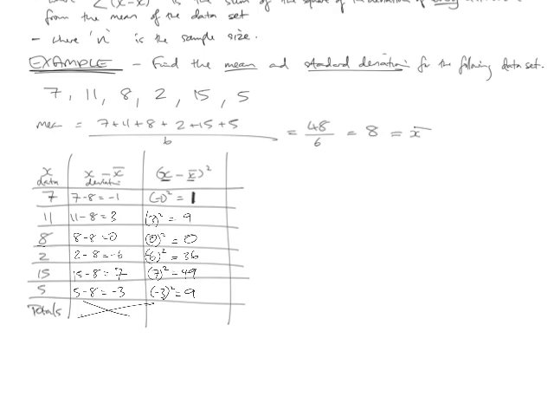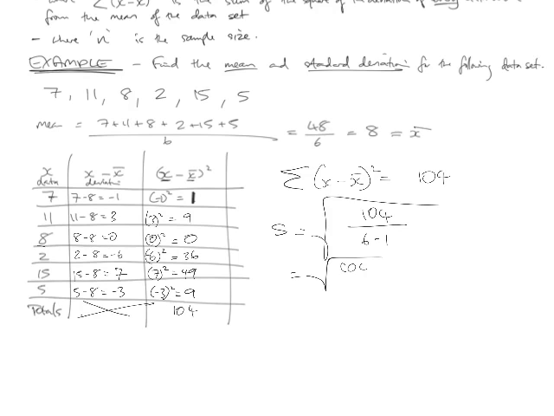So the total of this, we're totaling this up. So it's going to be 1 plus 9 plus 0 plus 36 plus 49 plus 9, 104. So now we know the sum of (x take x bar) squared is 104. So we can work out what the sample standard deviation is now. 104 over n take 1. Well, there's 6 numbers, so it's going to be 6 take 1.